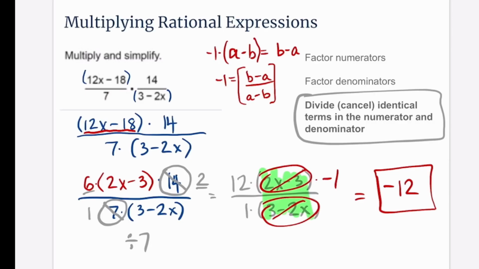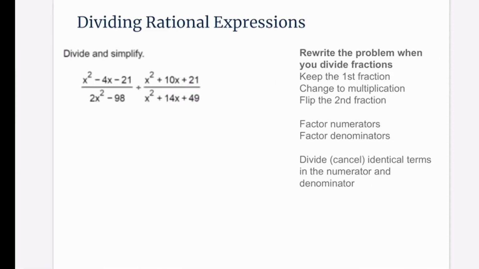So now we'll do a problem for dividing rational expressions. Concept's going to be the same. The only difference is we're dividing fractions. So when you divide fractions, you keep the first fraction the same. We are going to change that division sign to multiplication, and then we're going to flip the second fraction.